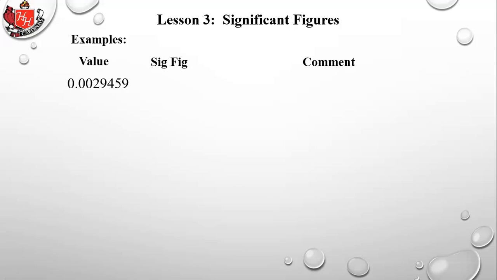Okay, this one. How many significant figures? The answer is 5. Leading zeros are never significant. Either the 0 to the left of the decimal point or the 2 zeros to the right of the decimal point. They're all to the left of the leftmost non-zero digit, which is a 2. And therefore, none of those zeros are significant.